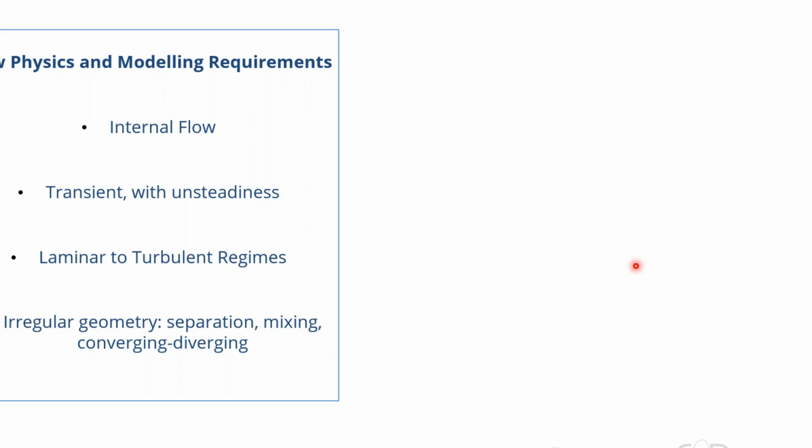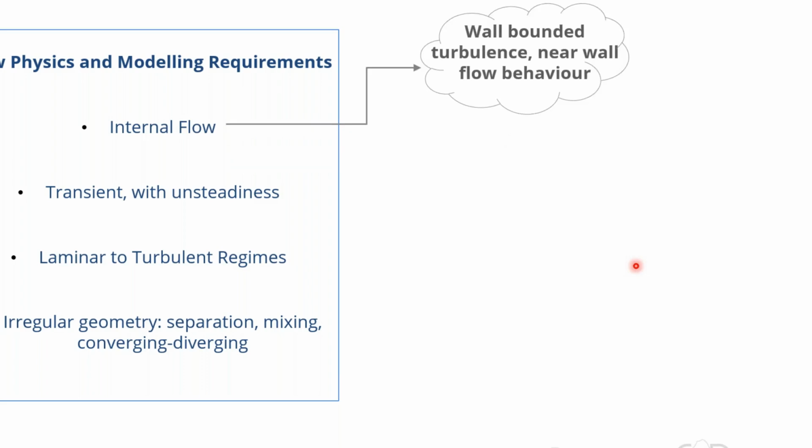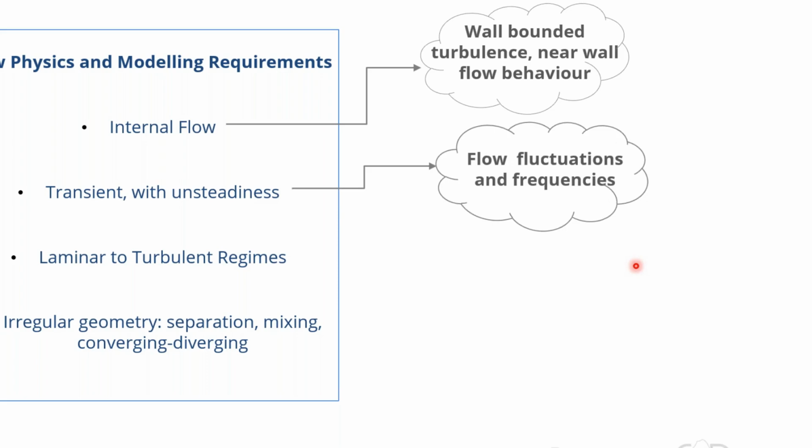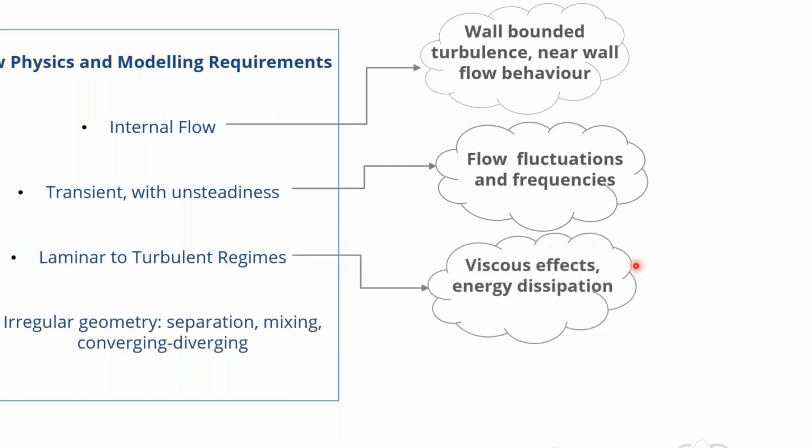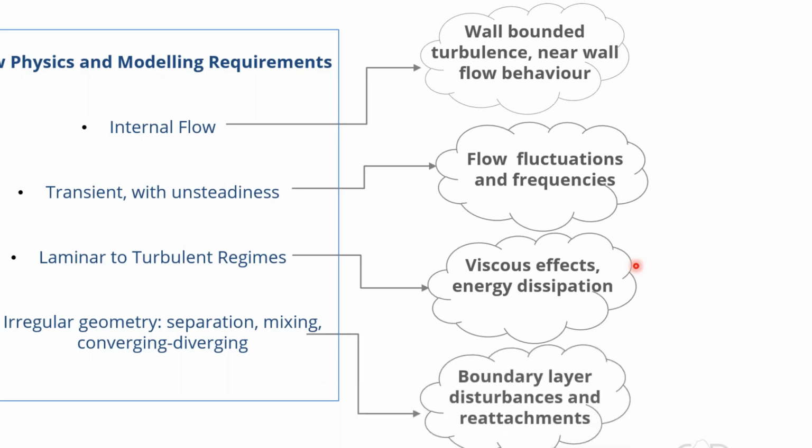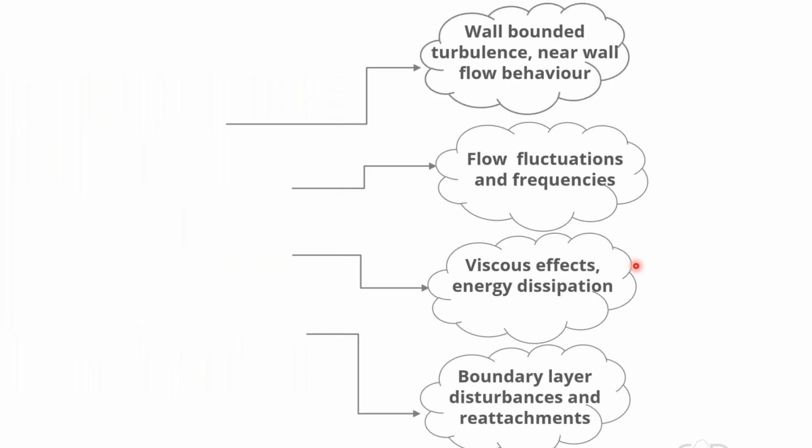And from these flow physics, we look at the requirements. So for an internal flow, this is a wall-bounded turbulence problem and has significant near-wall flow behavior. We've got flow fluctuations and frequencies that we need to consider. With the laminar to turbulent flow regimes, we've got the viscous effects dominating and the energy dissipation from the turbulence, and then also boundary layer disturbances and reattachments. So have a look through this.